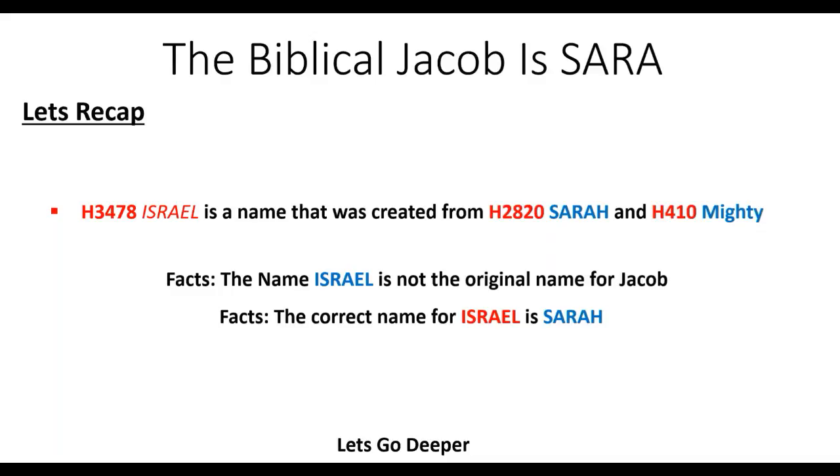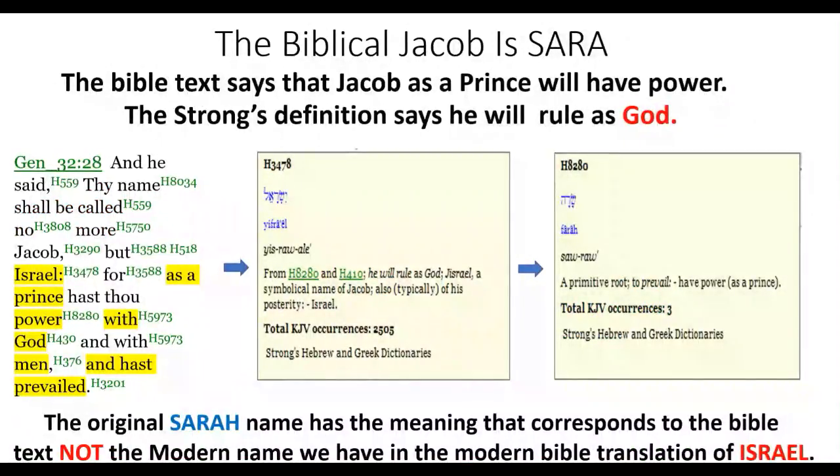The name Israel is not the original name for Jacob. The correct name for Israel is SARA. So we have to look further to see what is SARA, where Israel has replaced its name. A lot of us connect ourselves to be Hebrews, but we don't necessarily know where all these things come from.